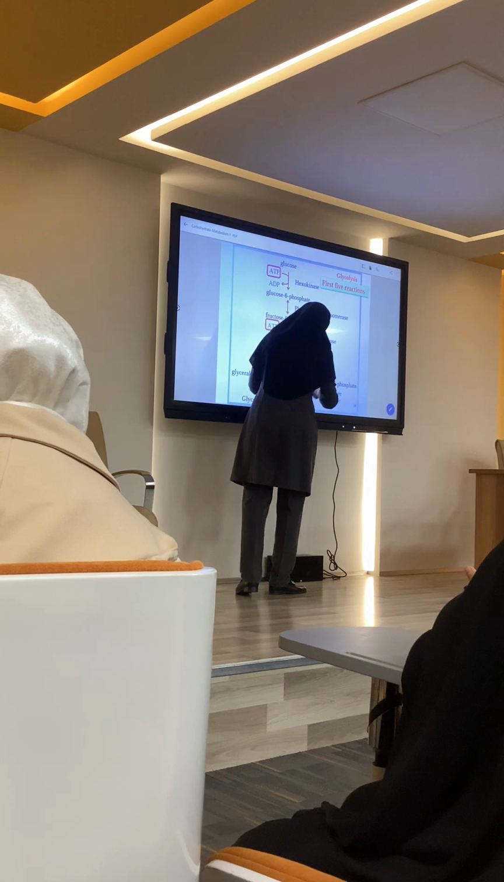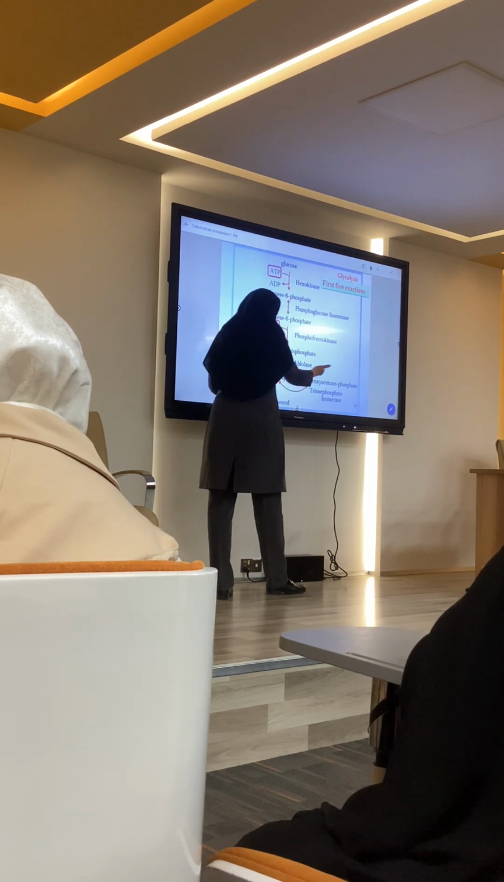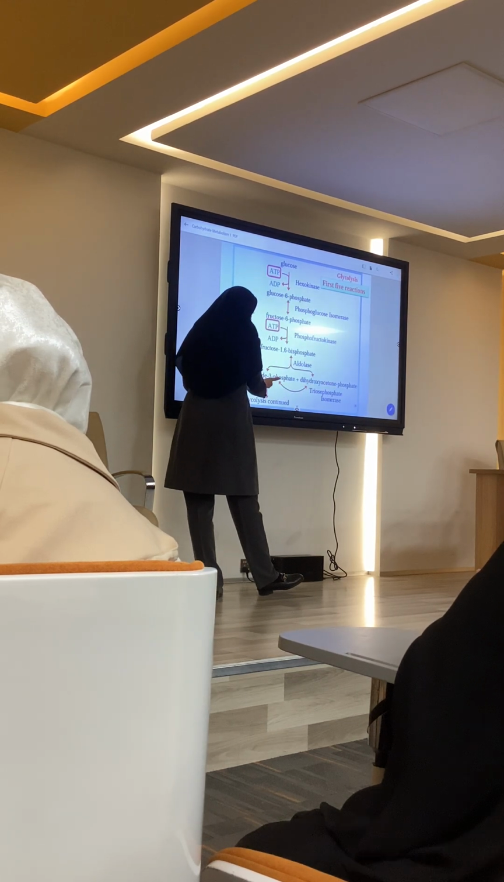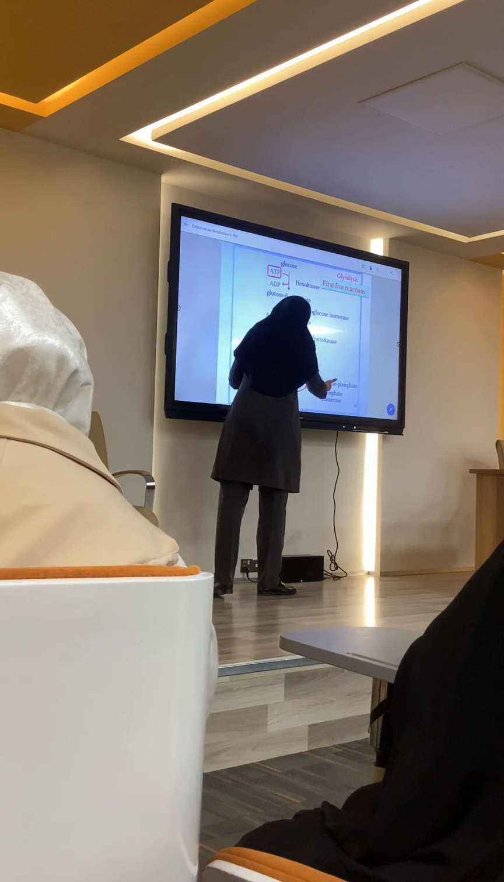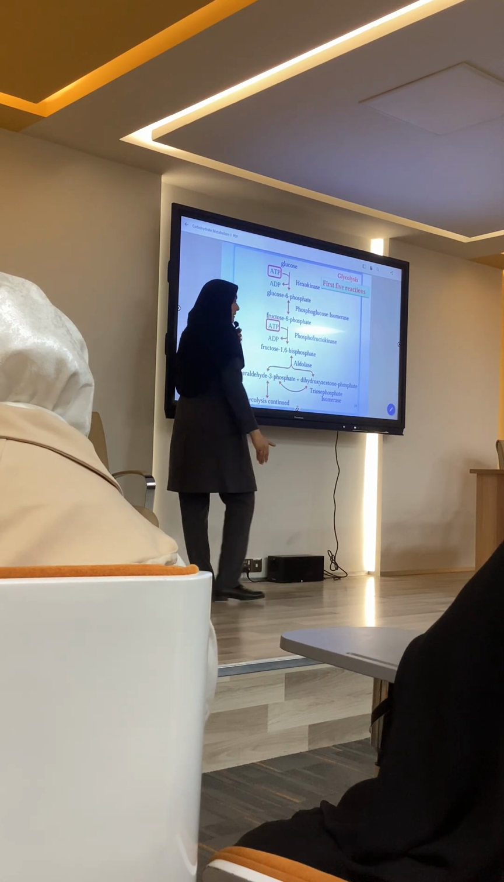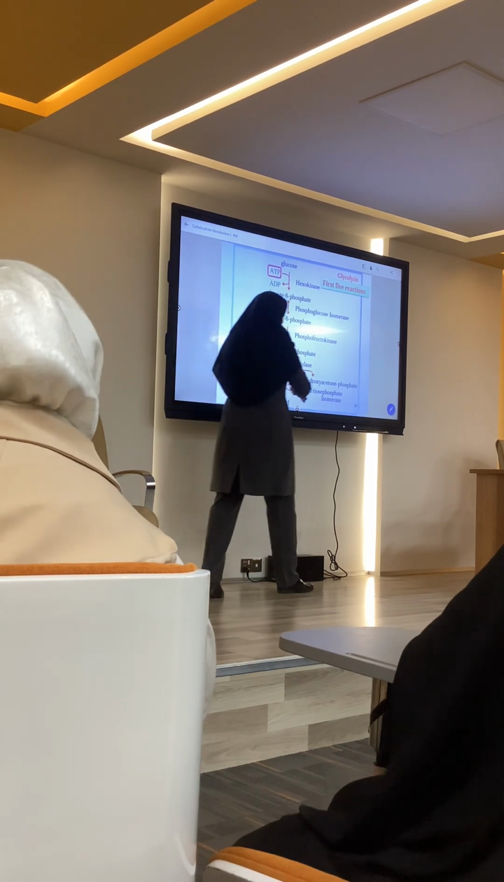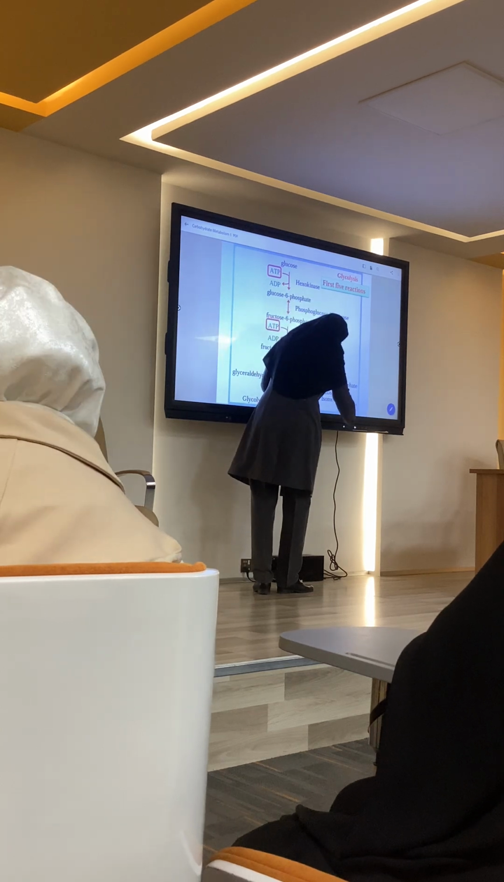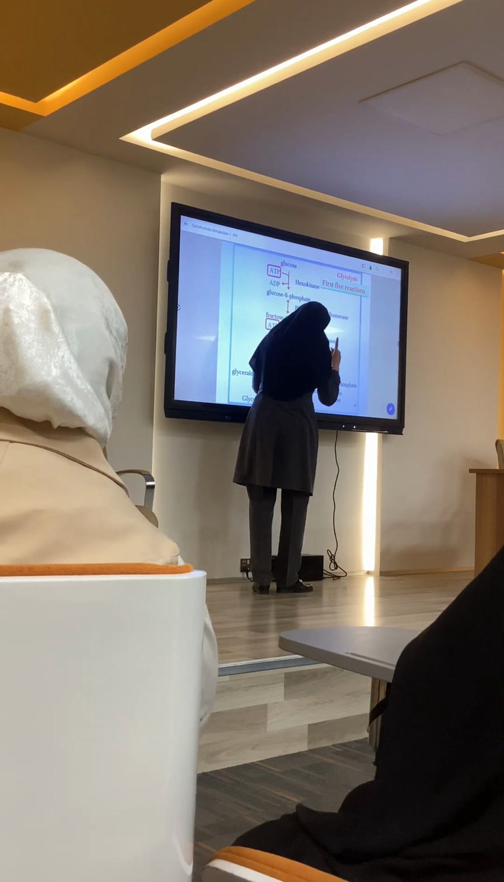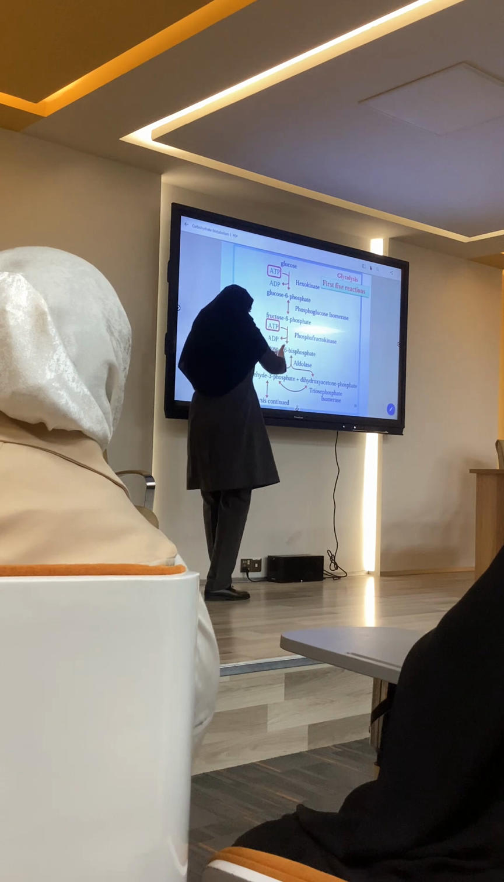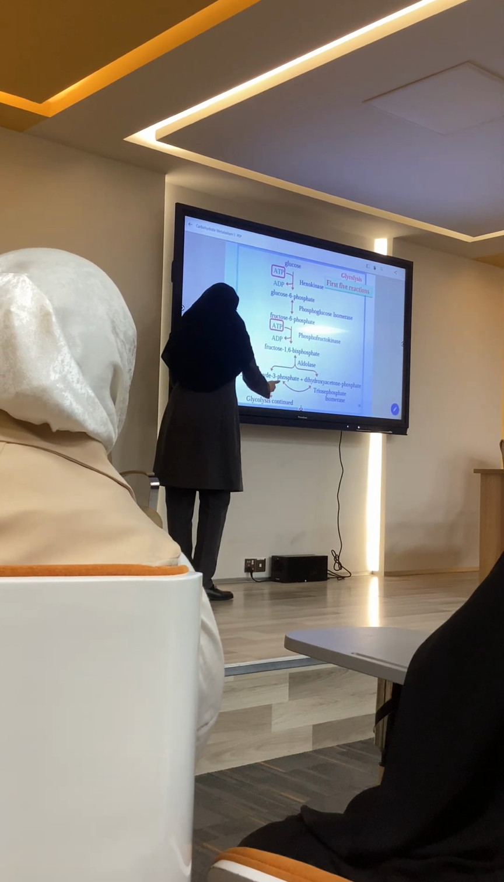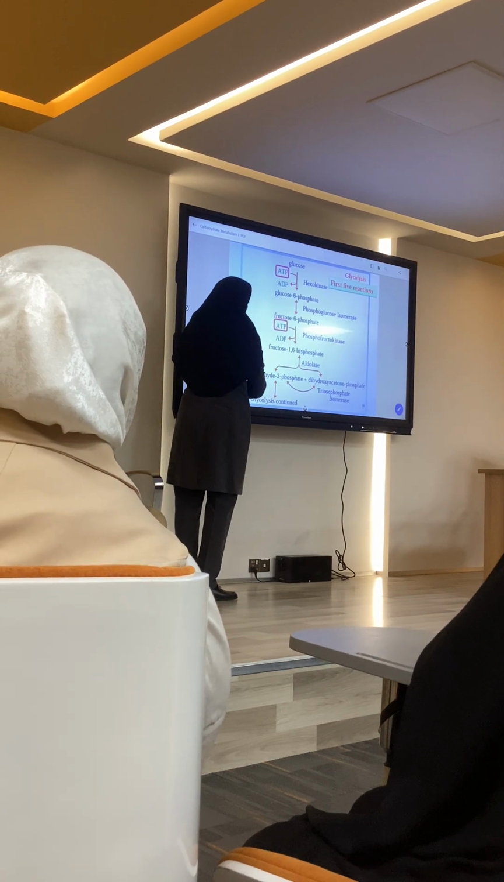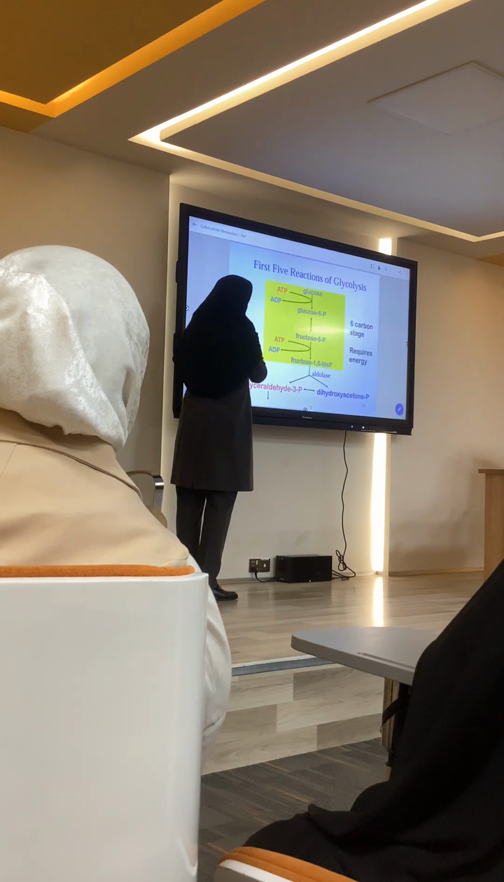After some isomerization, again because this is a ketose and this is an aldose, this form converts to this form. Please pay attention. Dihydroxyacetone cannot continue the pathway at first. It should convert to the glyceraldehyde, and now glycolysis continues.